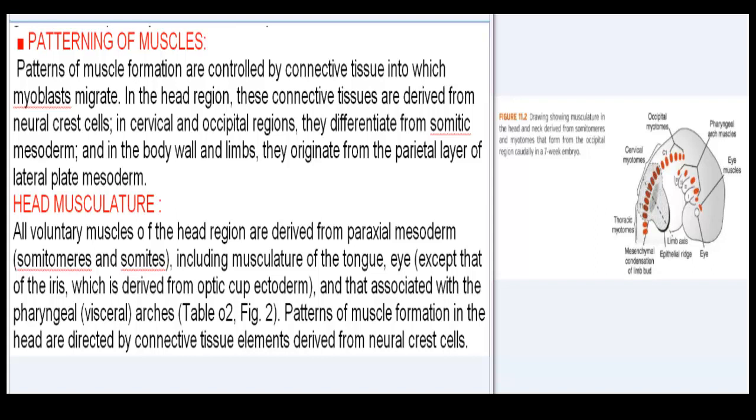In cervical and occipital regions, they differentiate from somitic mesoderm, and in the body wall and limbs, they originate from the parietal layer of lateral plate mesoderm.